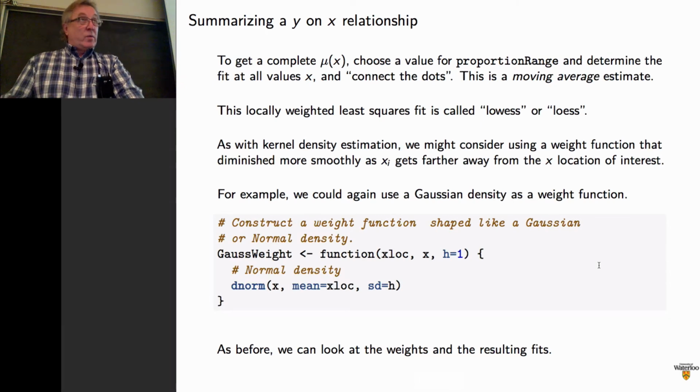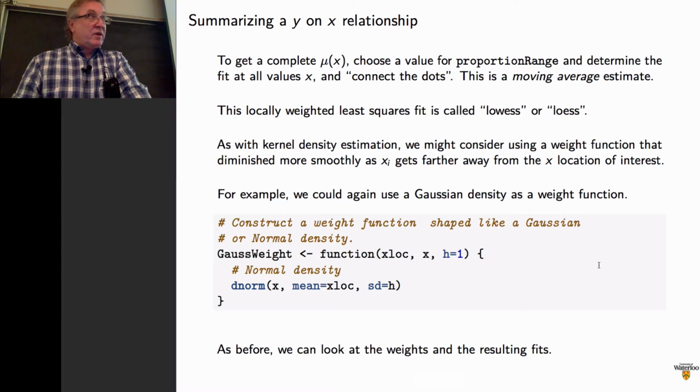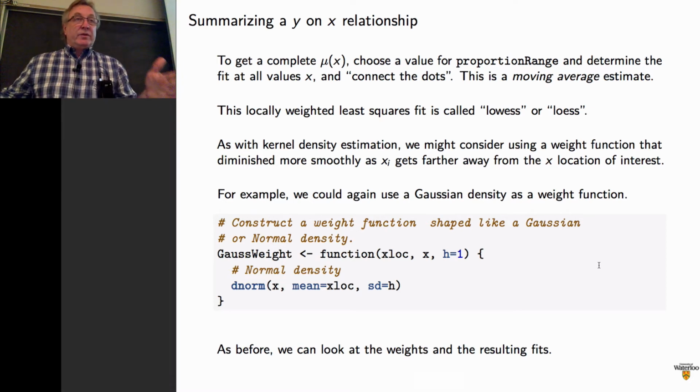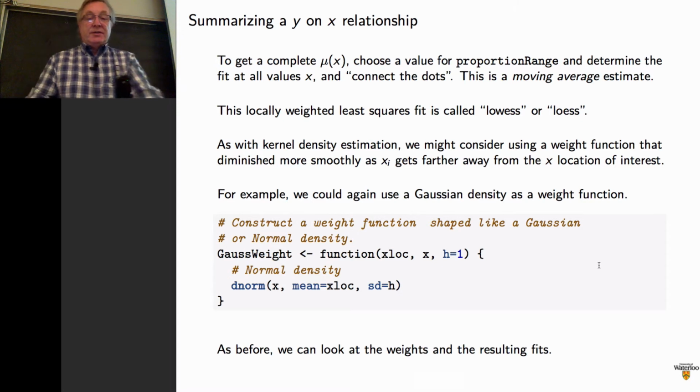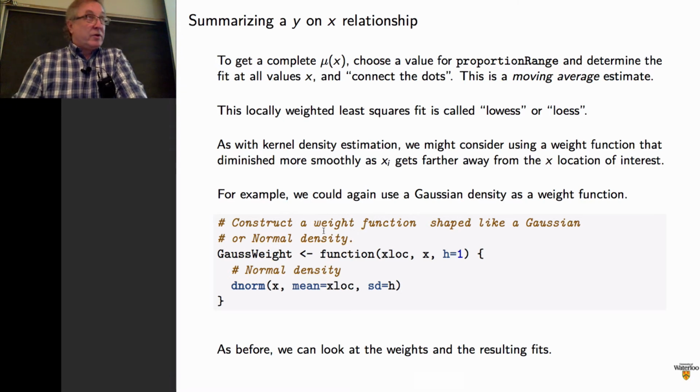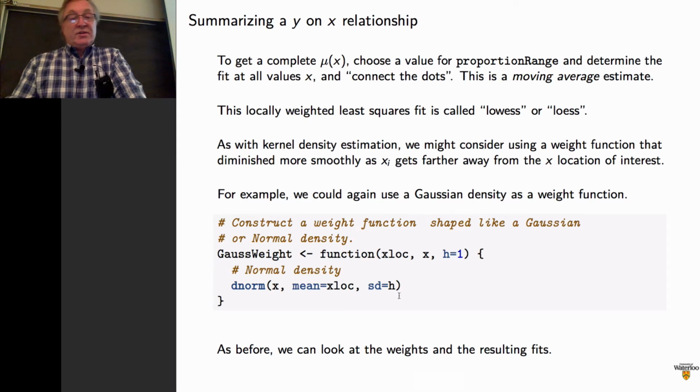Okay, so I could use a different weight function. That was sort of like a boxcar function, where everybody got high weight if you're within the range and got 0 weight outside the range. Maybe I could have one like we had with kernel density estimation, something that has high values at the x of interest, the x location, so the mean value of a normal density. We're setting the mean value there, and then some standard deviation, or if you like, some measure of the span or bandwidth of this weight function.